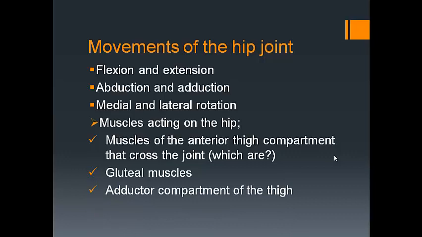You've got the adductor compartment of the thigh. The muscles of the adductor compartment, remember, all take origin from the pubic bone at some point, and then they move downwards, so they're crossing the hip joint. And the muscles of the posterior compartment, which are the hamstrings.